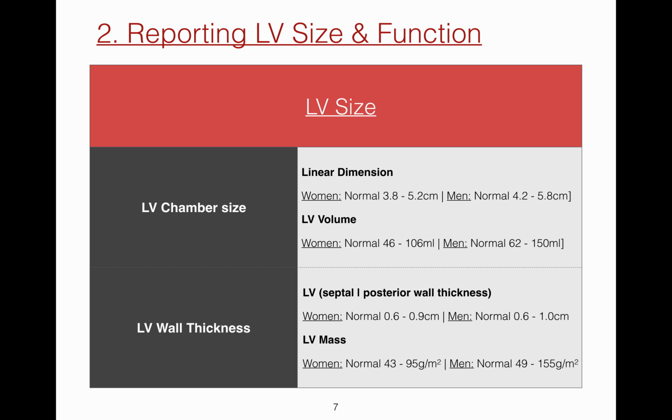Measurements should be provided in context. That is, normal values for women and men differ. As such, the report should indicate whether measurements are within the expected range, depending on the patient's sex. Moreover, these can be indexed according to the body surface area for even greater accuracy.